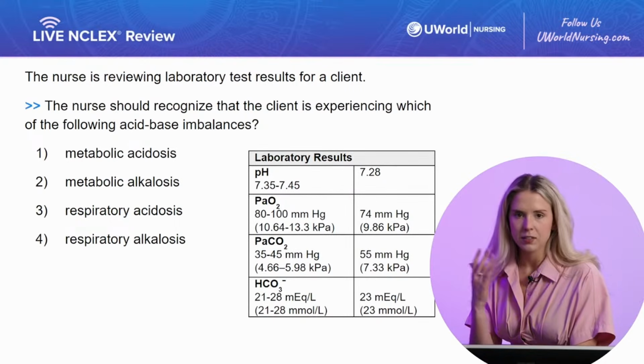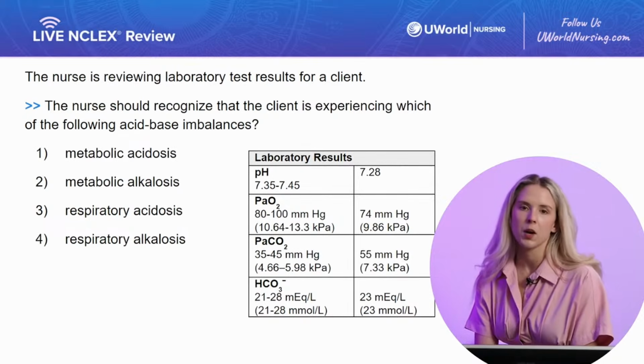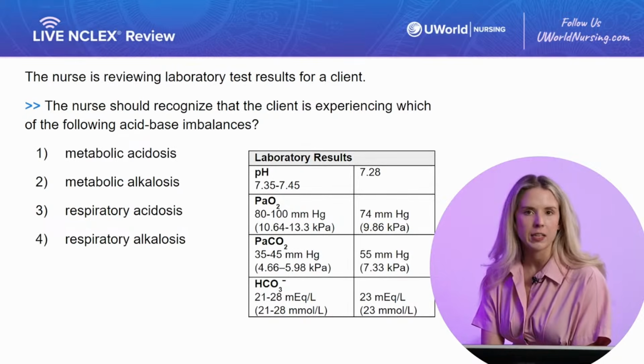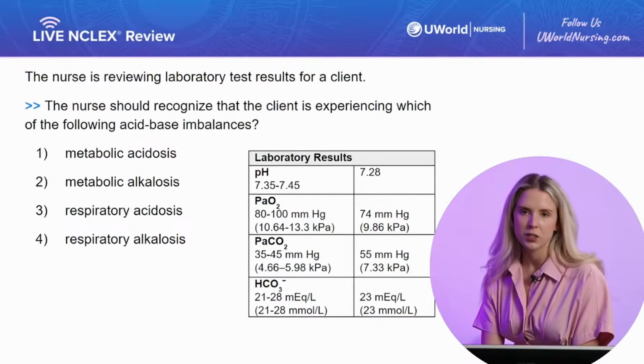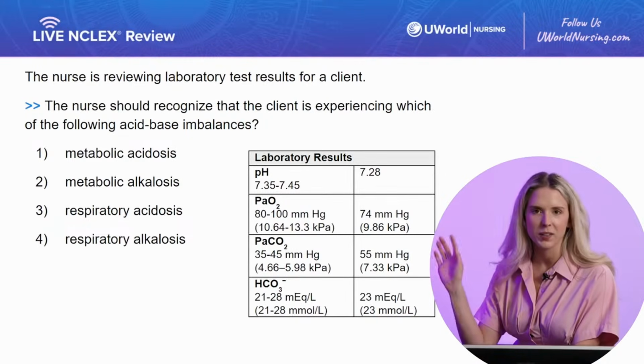Alrighty, so in this case, let's look at our values. The first and easiest place to start with is just that pH. So we know normal 7.35 to 7.45. We're at 7.28. So is that high or is that low? That's going to be low, which means this is a state of acidosis. Okay, part 1 of 3, check, we're done, correct.